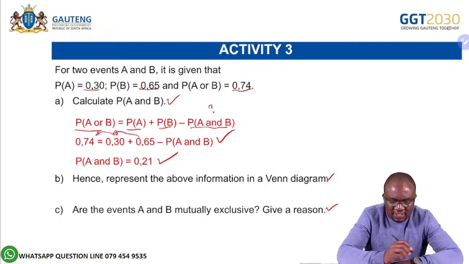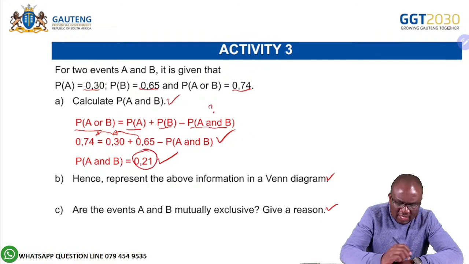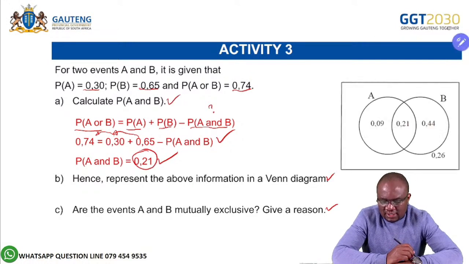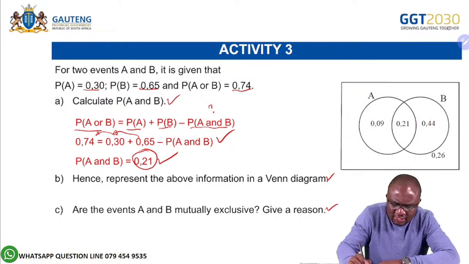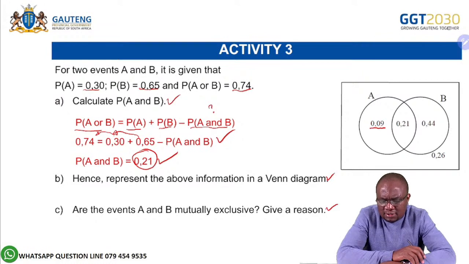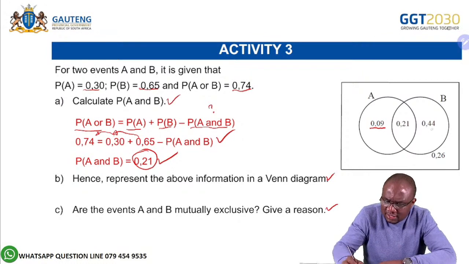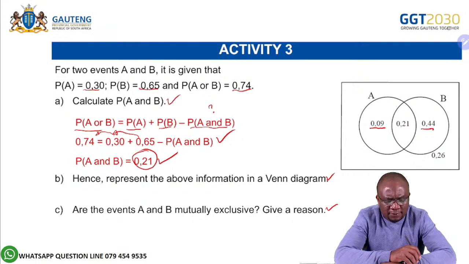So, do we have an intersection? Yes. We start with it. So, that is our intersection there. Right. Oh, my Venn diagram just came once like that. Right. How did we get 0.09? How did you get 0.09? I don't see 0.09 anywhere there. How did you get 0.44? I can't see it anywhere.